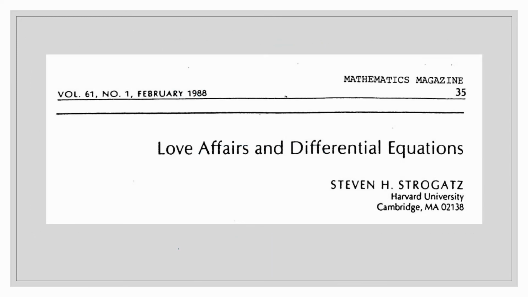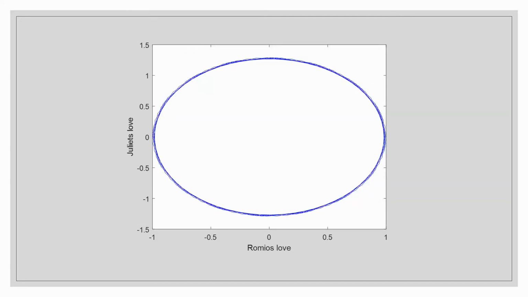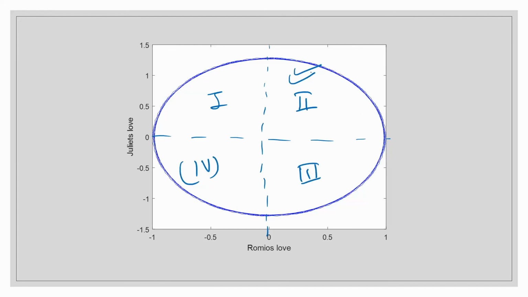This is an article where you can find the modeling of this kind of differential equation. It was developed in 1988 by Steven Strogatz. So this is the phase portrait, which I told you will be the equation of the ellipse, and if you divide it into 4 parts, this is part 1, part 2, part 3 and part 4. Here you can see that in part 2 both have positive love intensity, so only here will both love each other. Here Romeo has a positive feeling but Juliet has a negative feeling.